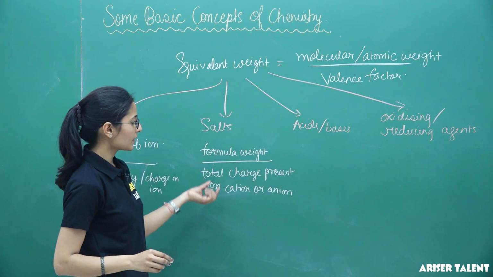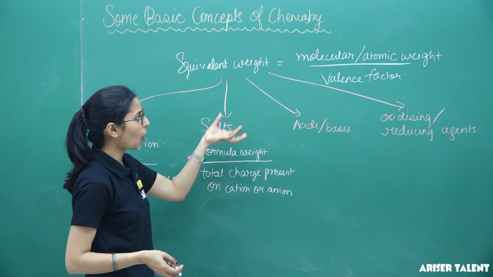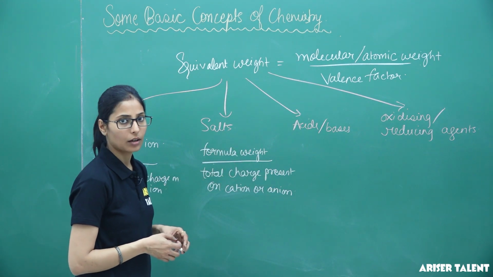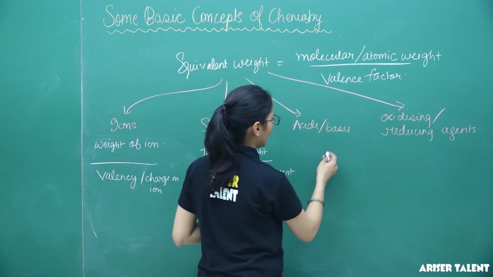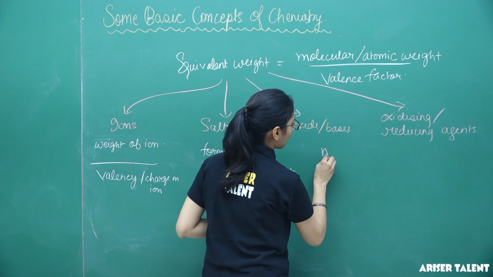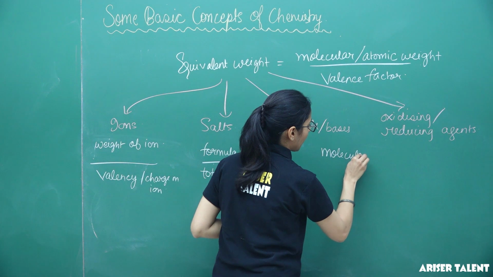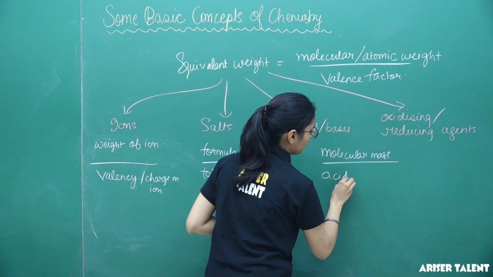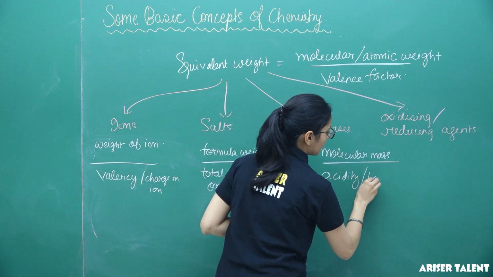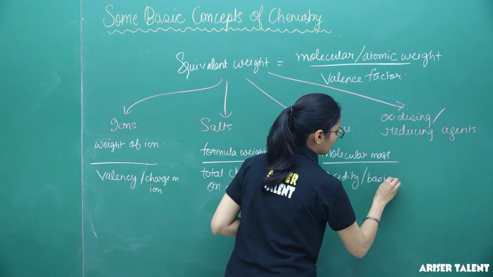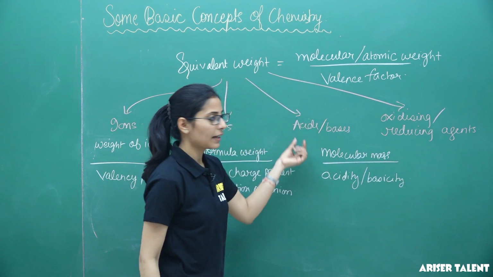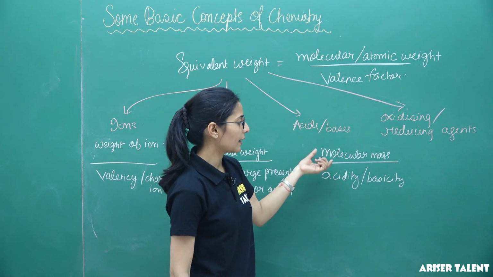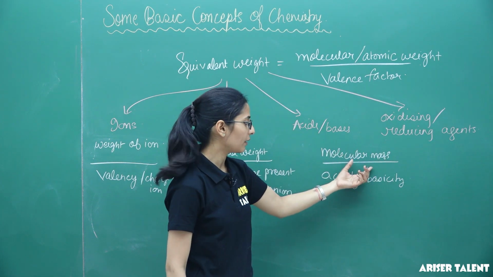Now, for acids and bases, this is the same. All the formulas are the same, but according to our species we are going to decide the valencies, valence factors. So, for acids and bases, what we have is the molecular mass divided by acidity or basicity. If we have an acid, we will be writing the molecular mass of the acid, and if it is a base, then we will be writing the molecular mass of the base divided by basicity.